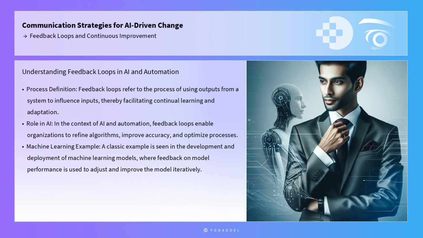Feedback loops refer to the process of using outputs from a system to influence inputs, thereby facilitating continual learning and adaptation. In the context of AI and automation, feedback loops enable organizations to refine algorithms, improve accuracy, and optimize processes. A classic example is seen in the development and deployment of machine learning models, where feedback on model performance is used to adjust and improve the model iteratively.